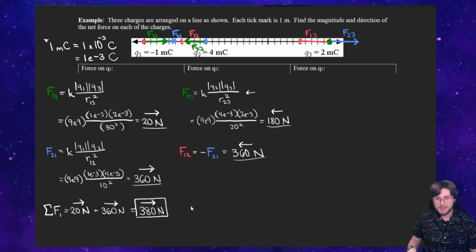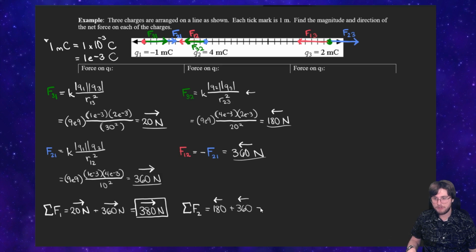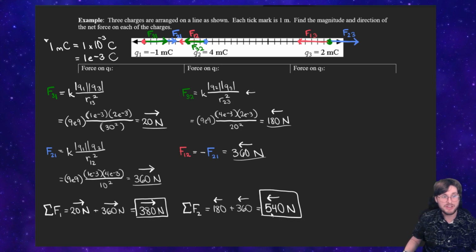And so down here, we can go ahead and find the net force on Q2. So net force on 2 is going to equal 180 newtons to the left plus 360 newtons to the left, which is going to amount to 540 newtons to the left, or you could call that negative 540 newtons as well, if you're feeling a little brave with sign conventions. Okay, finally, last one, Q3.